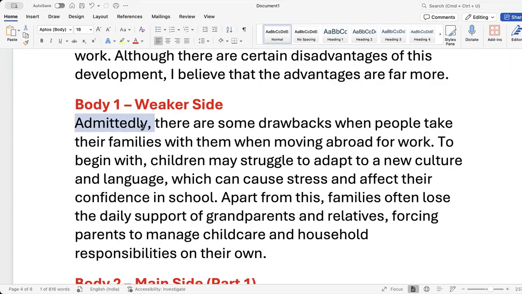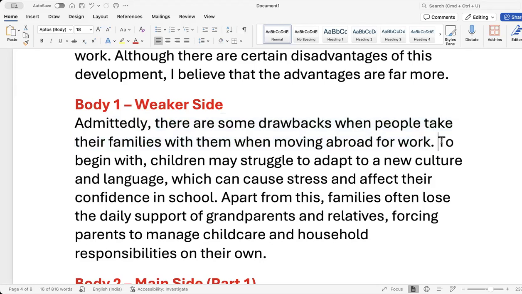Please remember this. The weaker side will be the lesser side, जो कम है चीज. अगर फायदे कम है तो उसके साथ. If the drawbacks are less, उसके साथ. If the disadvantages are less, write with the disadvantages. If the advantages are less, write with the advantages. So in this case, the drawbacks were less, so I wrote it here. Admittedly, there are some drawbacks when people take their families with them when moving abroad to work. So I repeated the topic here, and I wrote, admittedly there are some drawbacks of this topic.